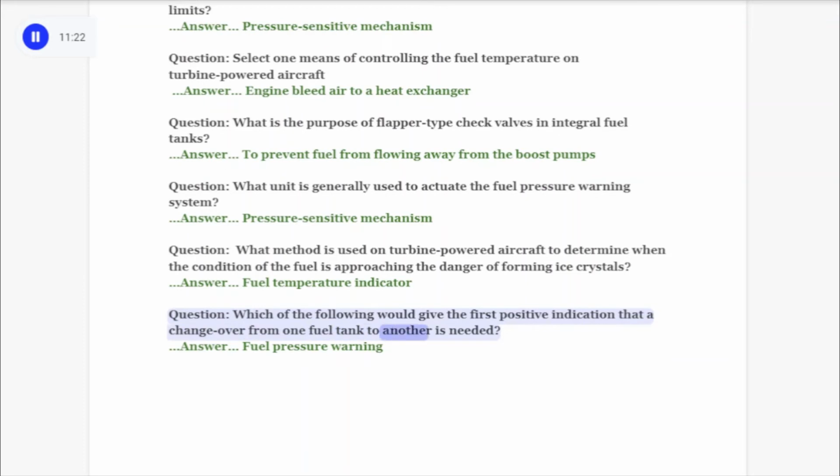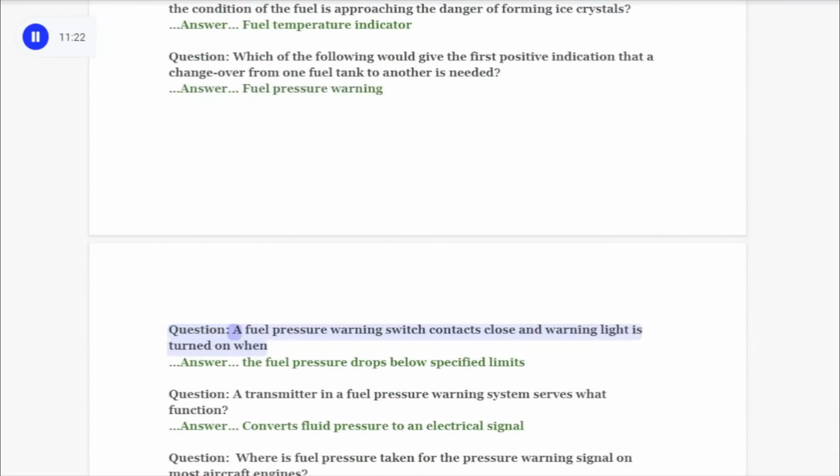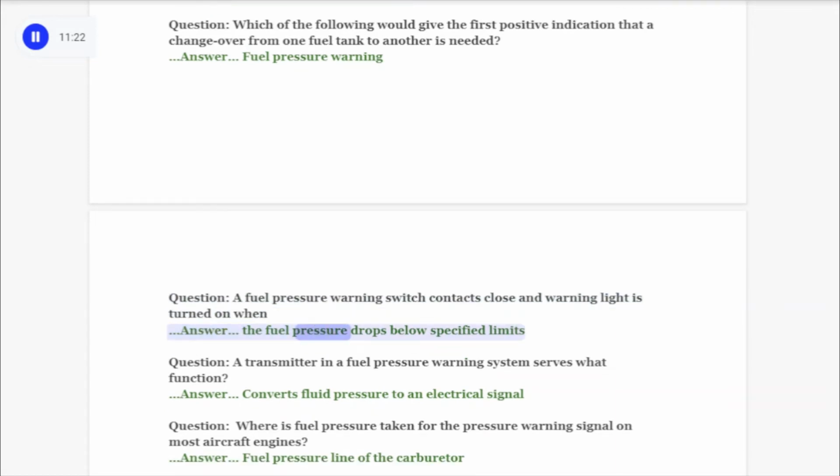Question: which of the following would give the first positive indication that a changeover from one fuel tank to another is needed? Answer: fuel pressure warning. Question: a fuel pressure warning switch contacts close and warning light is turned on when? Answer: the fuel pressure drops below specified limits.